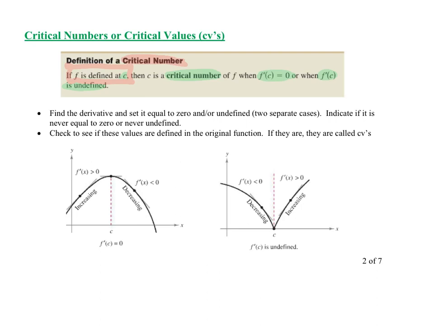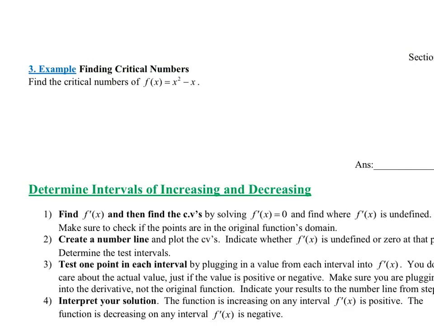How are we going to find these critical numbers? First thing you're going to do is set the derivative equal to 0 and/or when it's undefined and solve the equation. So again, to find critical numbers, you're going to find the derivative of the function and find where the derivative is equal to 0 or undefined.